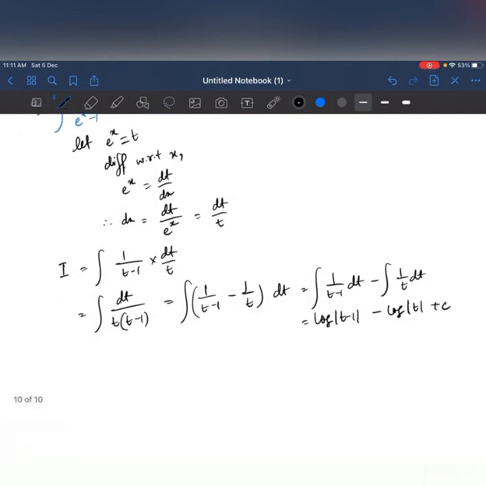So log of t is e to the power x. So we have log of e to the power x minus 1 minus log of e to the power x plus c. You can combine these two and write this as log of (e to the power x minus 1) over e to the power x. That's it. That's how you can solve this question.